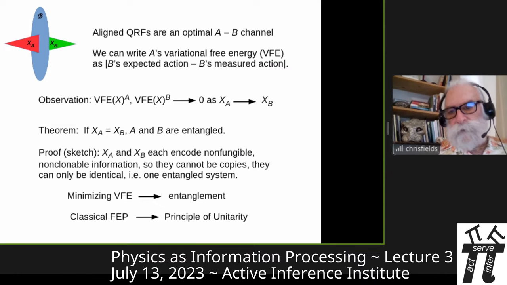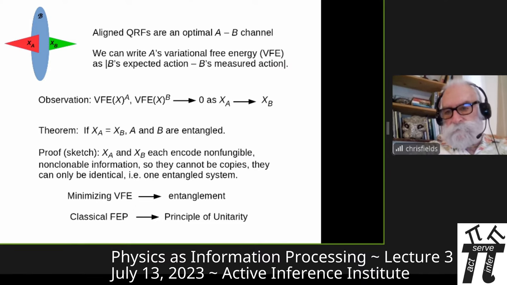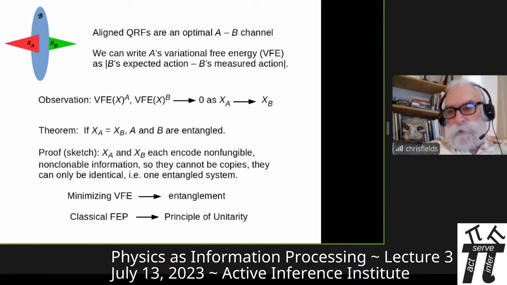Well, again, we have a theorem that tells us that if these QRFs are shared, A and B are not separable, but entangled. And this is also fairly easy to see, because it depends on this notion of non-fungibility. If XA and XB both encode non-fungible information, which is quantum systems, they do, their states aren't clonable, so they can't be copies of each other, because one can't clone an unknown system. So they can only be identical if they're actually identical systems. This is exactly the same point made earlier about Alice having to actually send her QRF to Bob if she wants Bob to use her QRF.